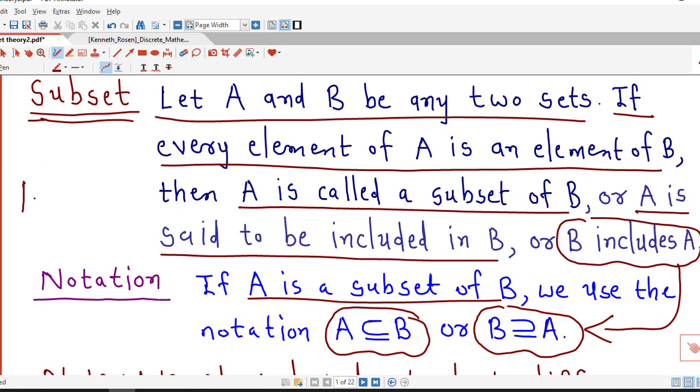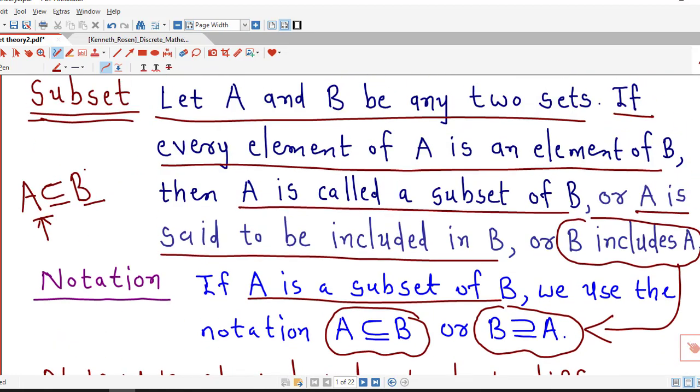If every element of one set is an element of another set, then we say that A is included in B, or B includes set A, or A is a subset of set B.